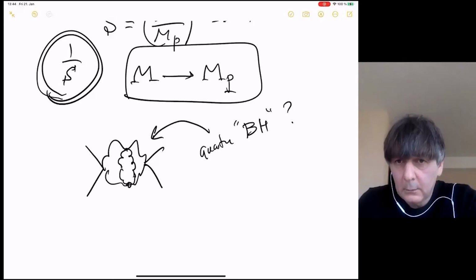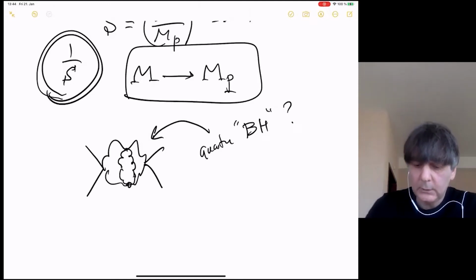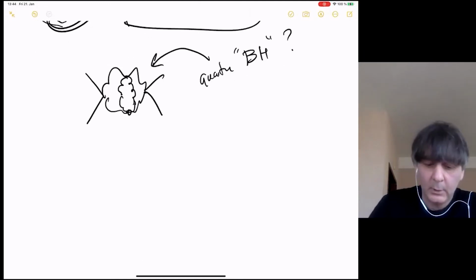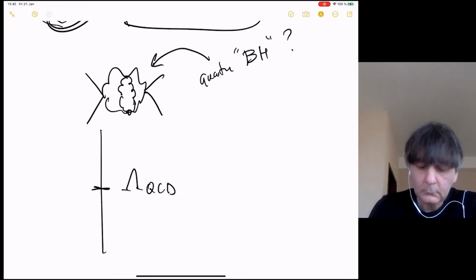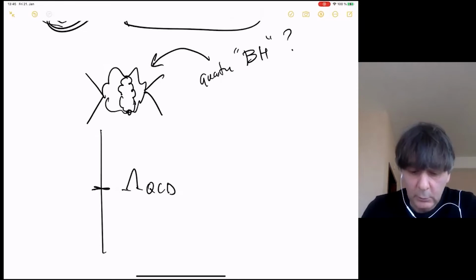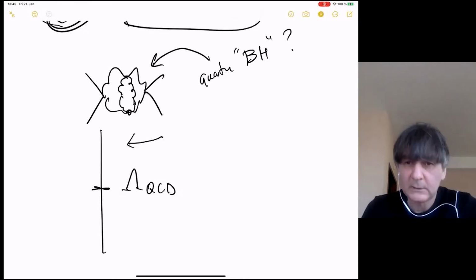Putting aside quantum gravity, we don't even know how to do that in ordinary QCD. In ordinary QCD we have the same problem, despite the fact that we have a QCD scale, and despite the fact that we have a fantastic theory there, an asymptotically free theory of gluons and quarks.